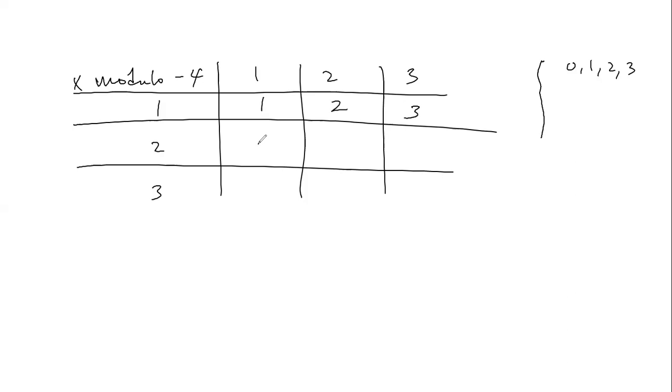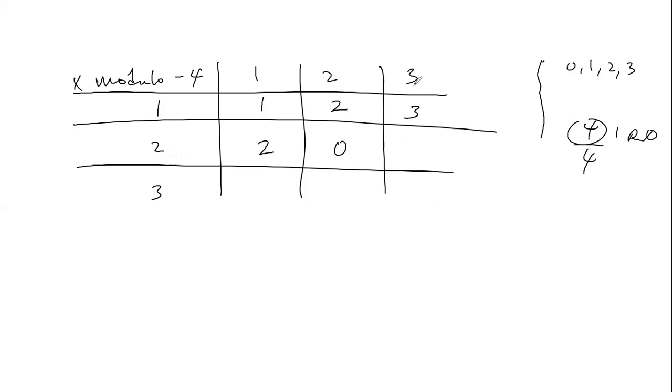So 2 times 1 is what? 2. 2 times 2 is 4. So what is the answer? 4 divided by 4 is 1 remainder 0. So 0 goes in there.